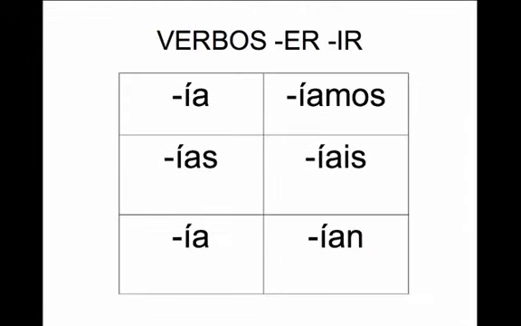Conjugations for ER and IR verbs: ía, ías, ía, íamos, íais, ían. So, of course, you take the root of the verb and end with these. And all of these forms have an accent.